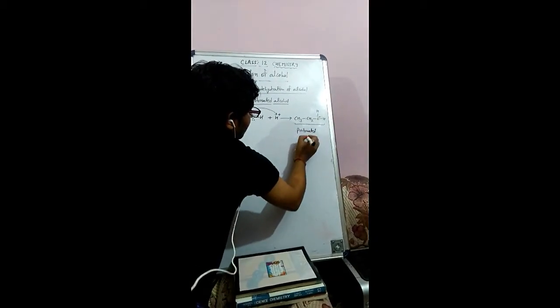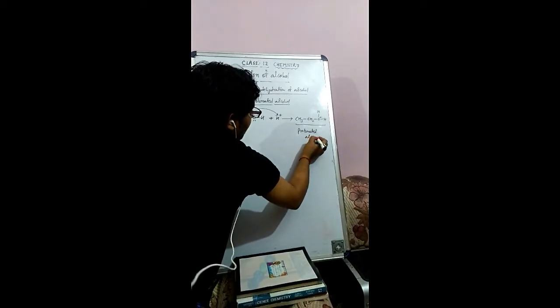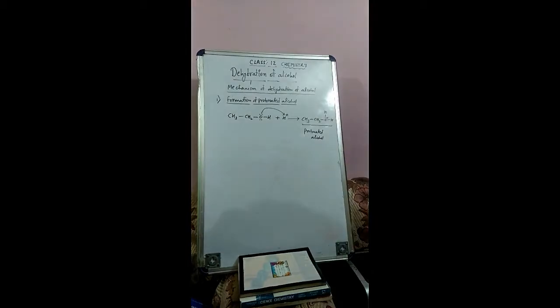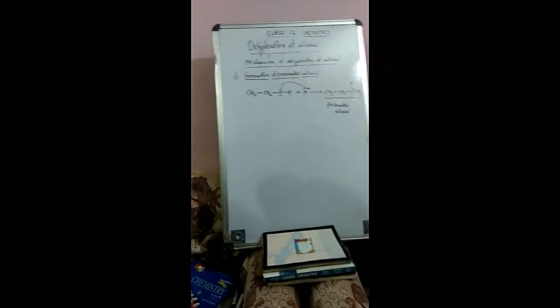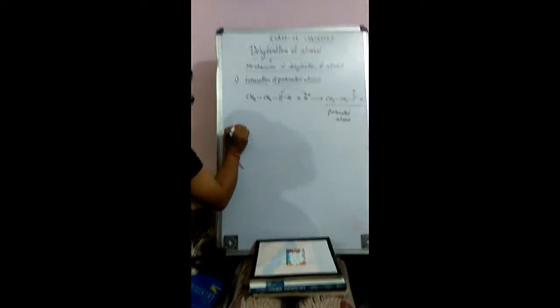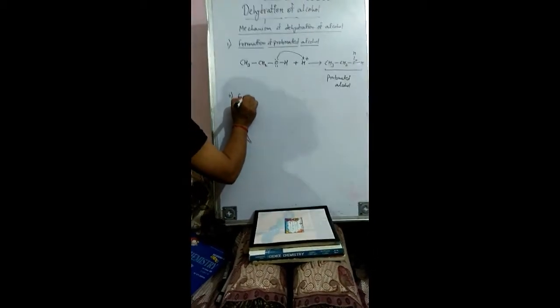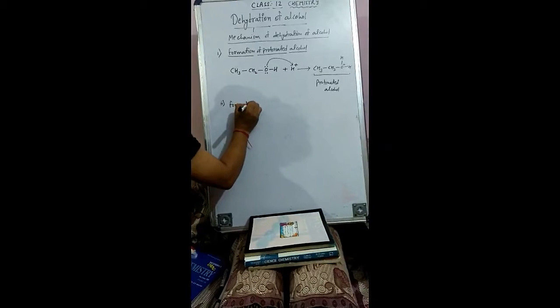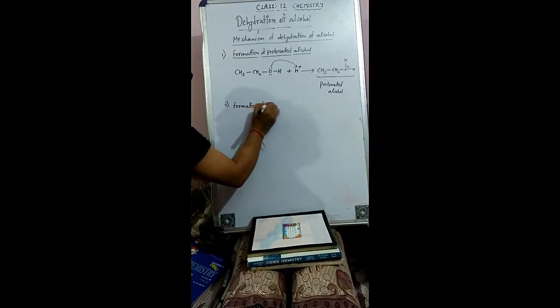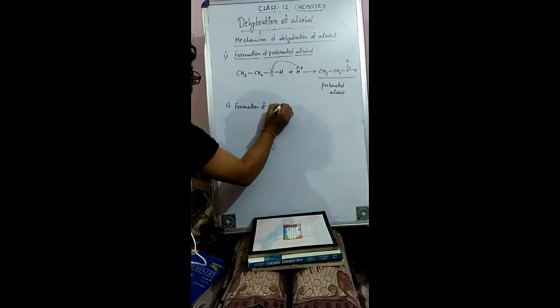Protonated alcohol. Now, after this protonated alcohol, we do the second step. The second step is the formation of carbocation.